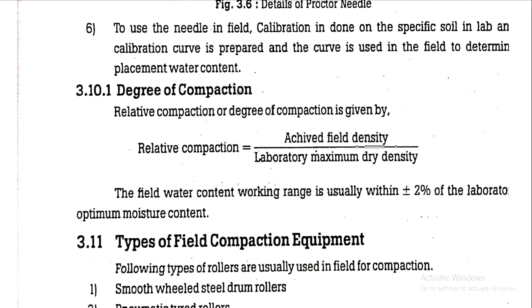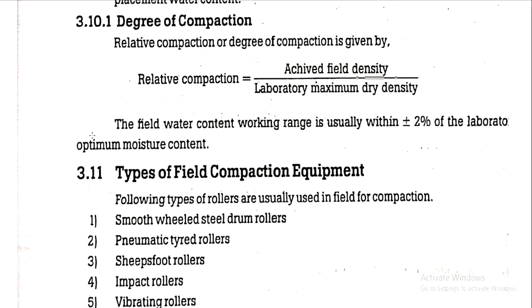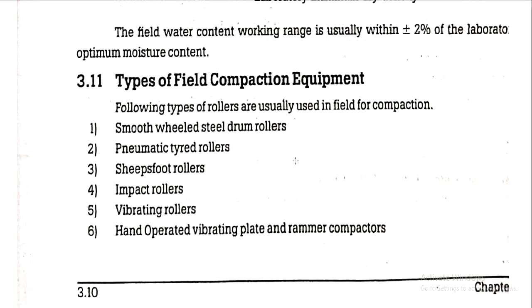Next, if I want to find out the degree of compaction, relative compaction is nothing but the achieved field density divided by the laboratory maximum dry density. Whatever the achieved field density is, we have to compare it with the laboratory maximum dry density, that is MDD.